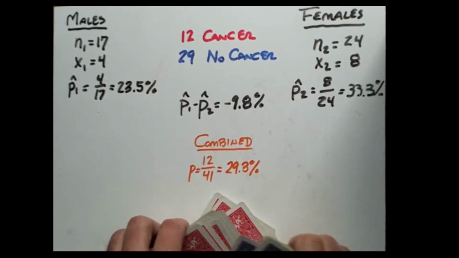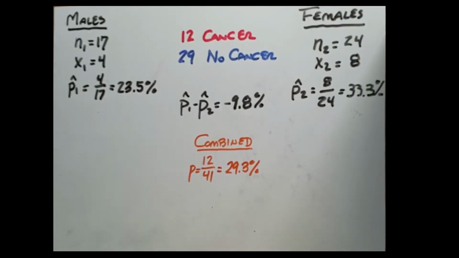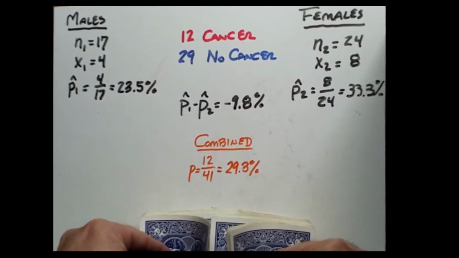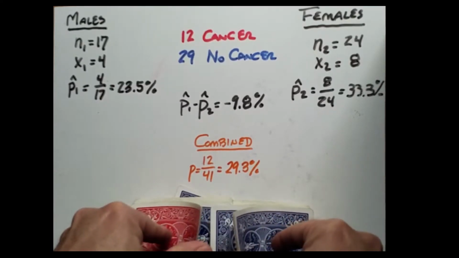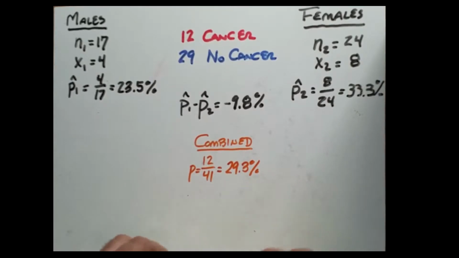And we're going to shuffle those up. The idea is that the chance of males or females of getting a red card is the same because it's this 29.3% chance. All right, so we are going to randomly deal these out to the males and females after I've got them shuffled here.